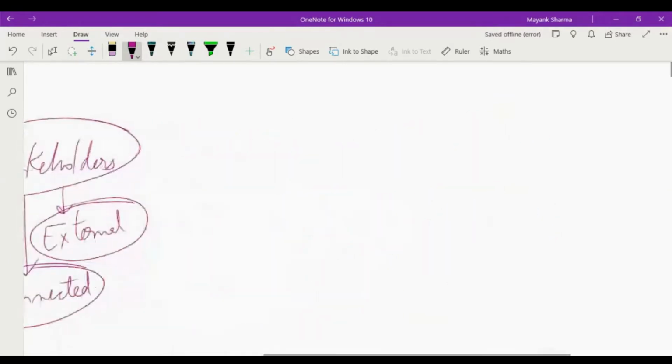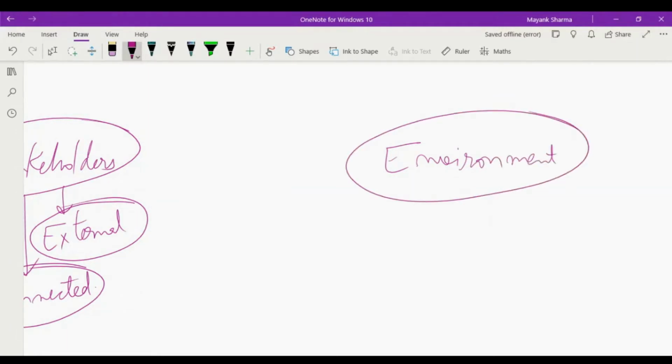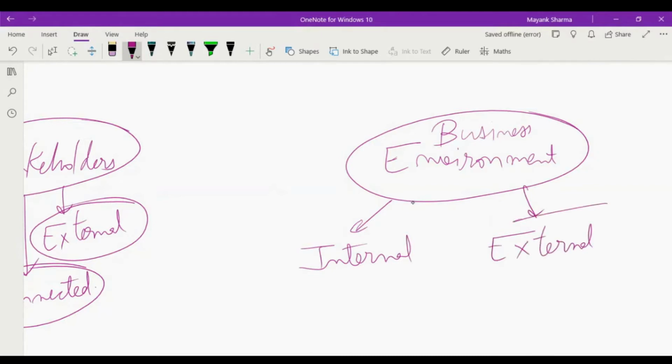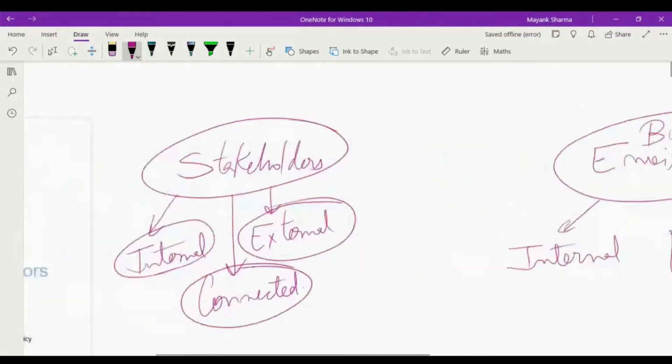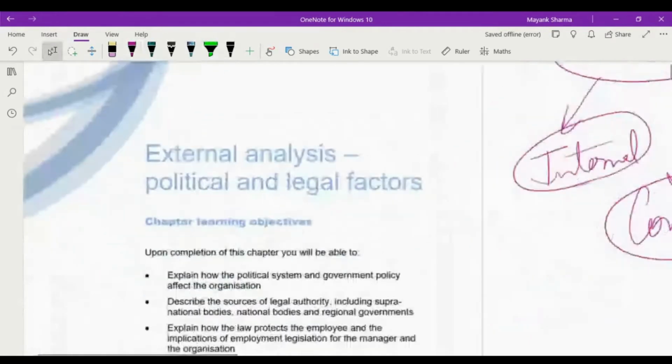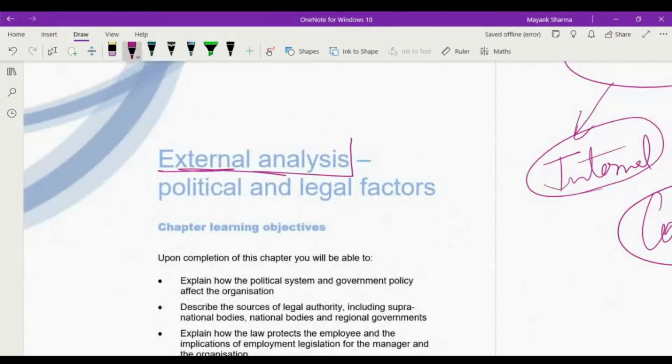Now we are talking about environment. With environment, I don't mean the natural environment, I'm talking about the business environment. So business environment can be of two types, internal and external. Now, we are currently focusing on the external environment of a business. This chapter is one of the components of external environment. That's why it's named external analysis. I hope you can understand why this is named external analysis.